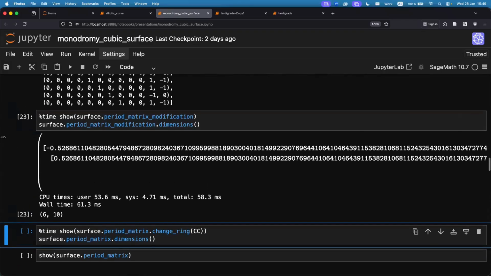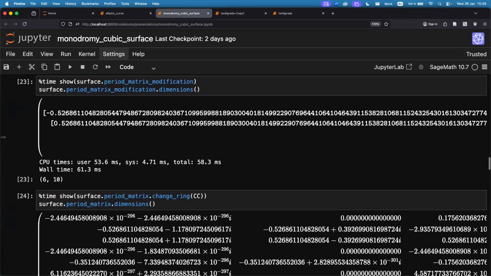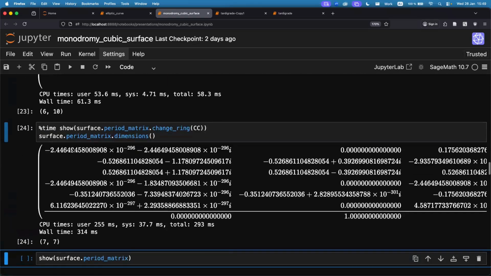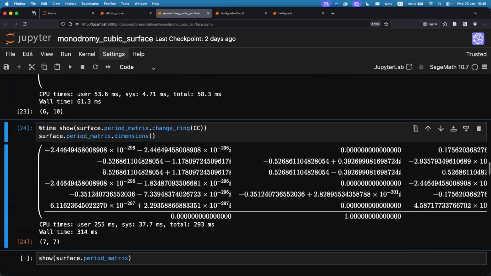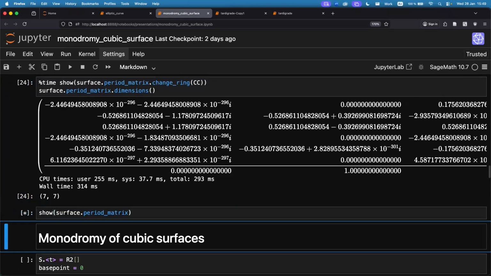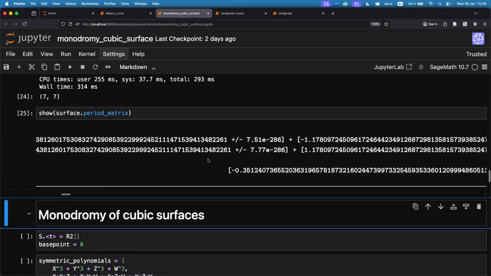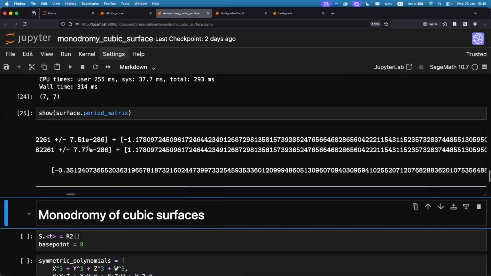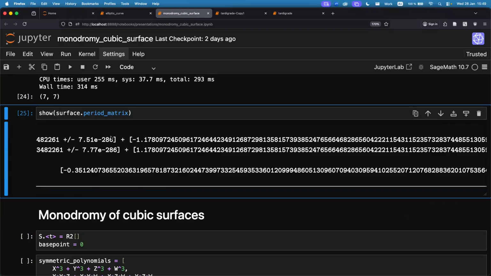And then you can compute the periods, and then there's a bit of technicalities. And you obtain this period matrix, which is 7 by 7, which is what you would expect for a cubic surface. And this is something I've computed again, as promised, with 300 digits of guaranteed precision.